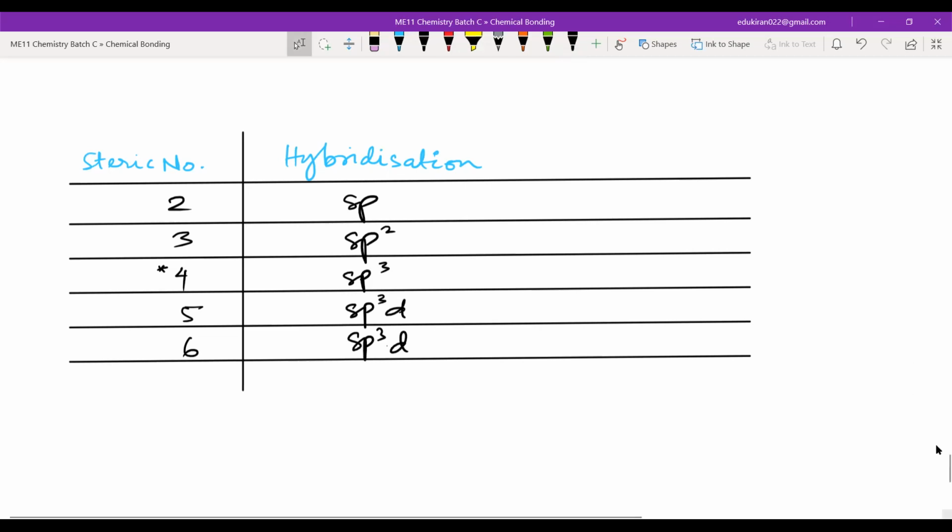Okay. So see, you have seen NCERT, right? They have so many tables, 1 lone pair, 2 lone pairs. You don't have to learn all of them by heart. You just have to learn this steric number and hybridization by heart. After that, all of these things you can derive.